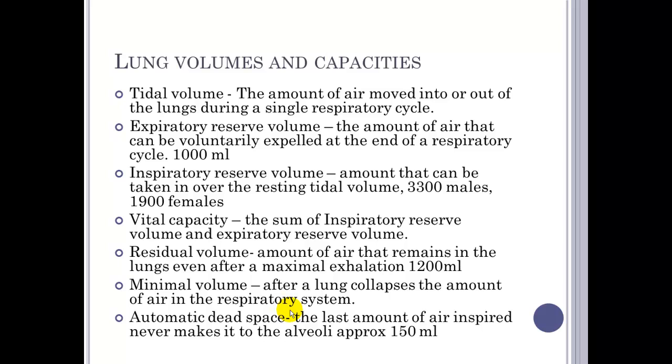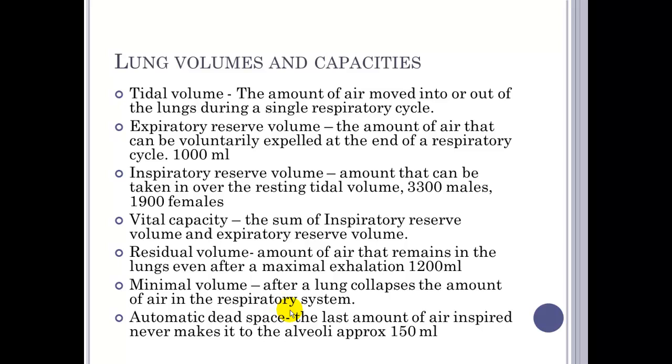Lung volumes and capacity. First on our list here, more terms. Tidal volume is the amount of air moved in or out of the lungs during a single respiratory cycle. Next term on our list is going to be expiratory reserve volume. The amount of air that can be voluntarily expelled at the end of the respiratory cycle, and that's generally about 1,000 mils. And if you think about that, even after you have had an expiration of air, you can still forcefully move out quite a bit of air after that, and that's what this number is, the expiratory reserve volume. So at the end of a normal expiration, you can still add to it.